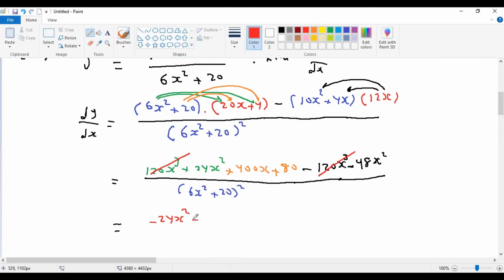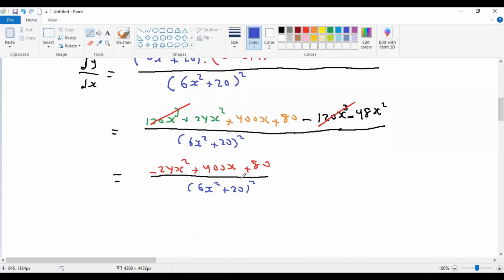And plus 400x plus 80, divided by 6x squared plus 20, to power 2. It can be simplified more. For example, here I have 80, 424, I can take a common factor, or you can keep it as it is.